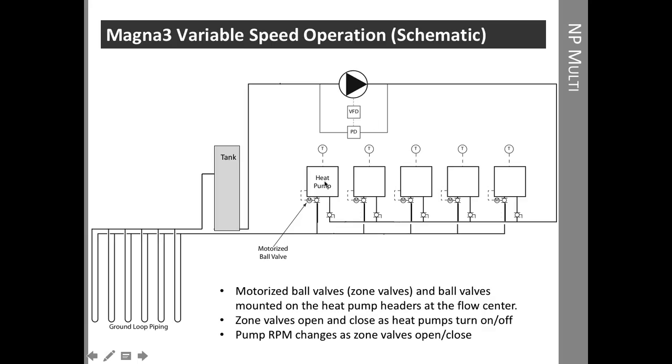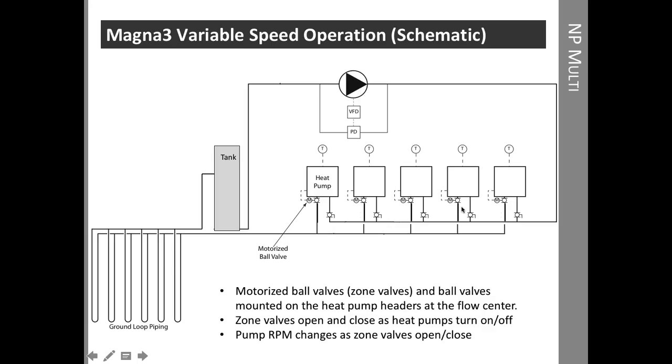And then each of the heat pumps have a motorized ball valve or zone valve and a shutoff valve on the other side. The thermostat controls the heat pump. When the heat pump compressor is running, it opens the ball valve, motorized ball valve, and the pump sees the change in pressure. So in fact, as this is set up, we would open all of the zone valves and we would set the max head on this pump, and that would give us our maximum flow rate.